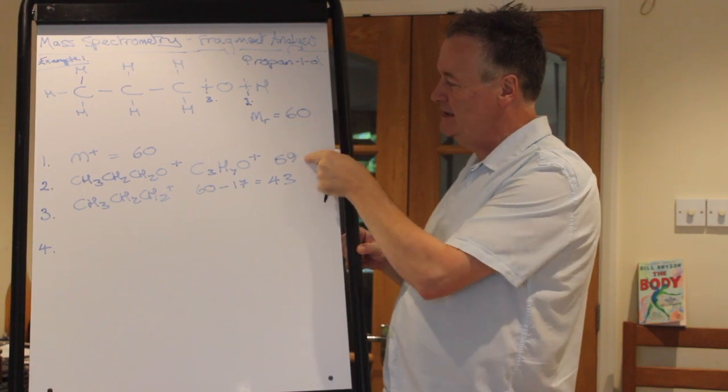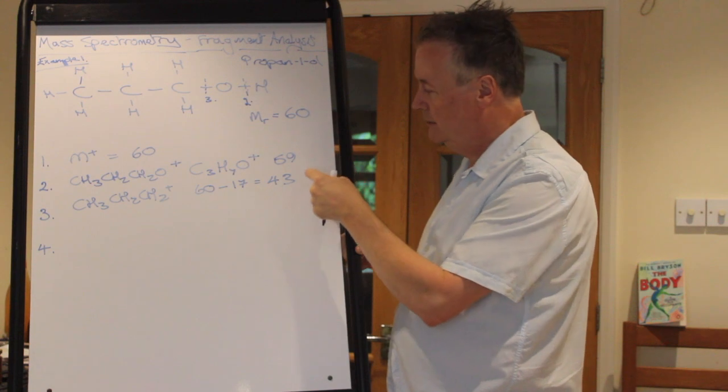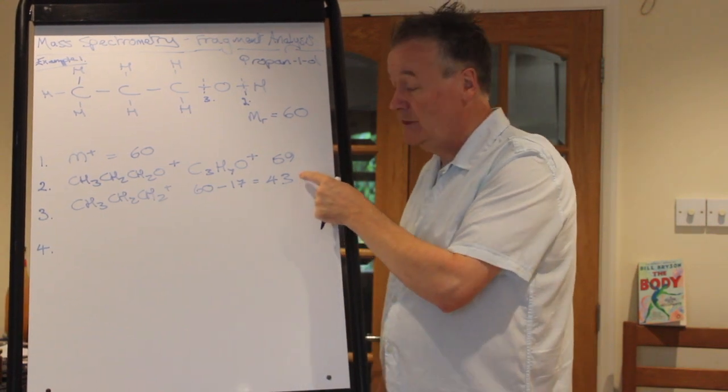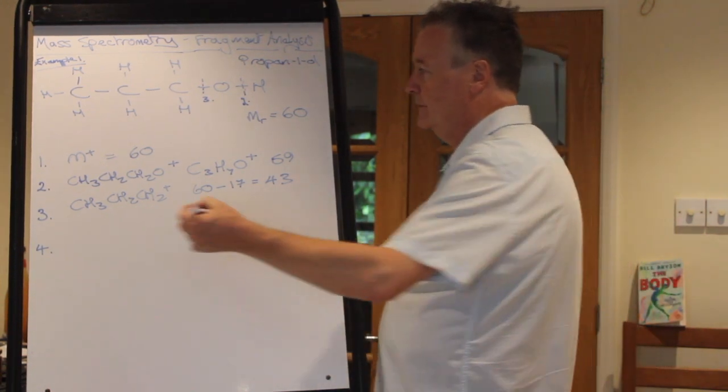That one tends to be less in size than that one, although sometimes it's bigger than the molecular ion peak. It's all a bit random, I think. This one, very much in evidence at 43.